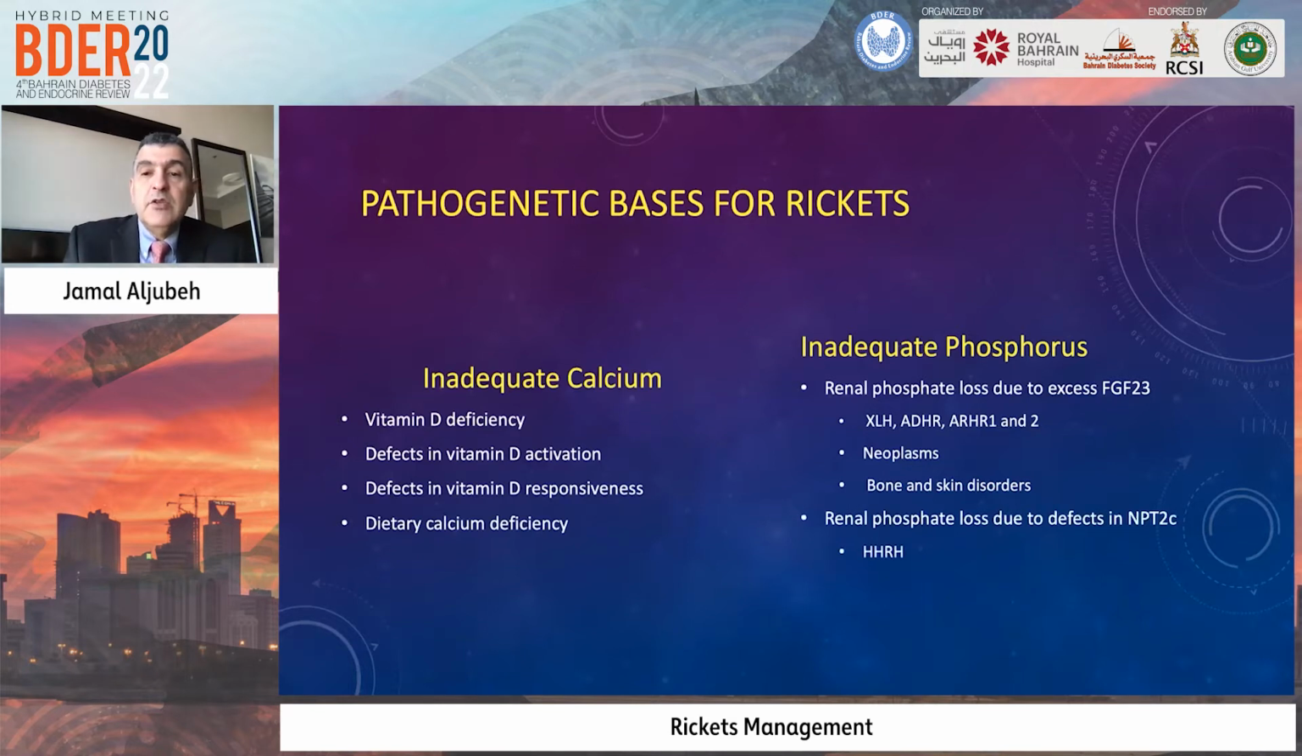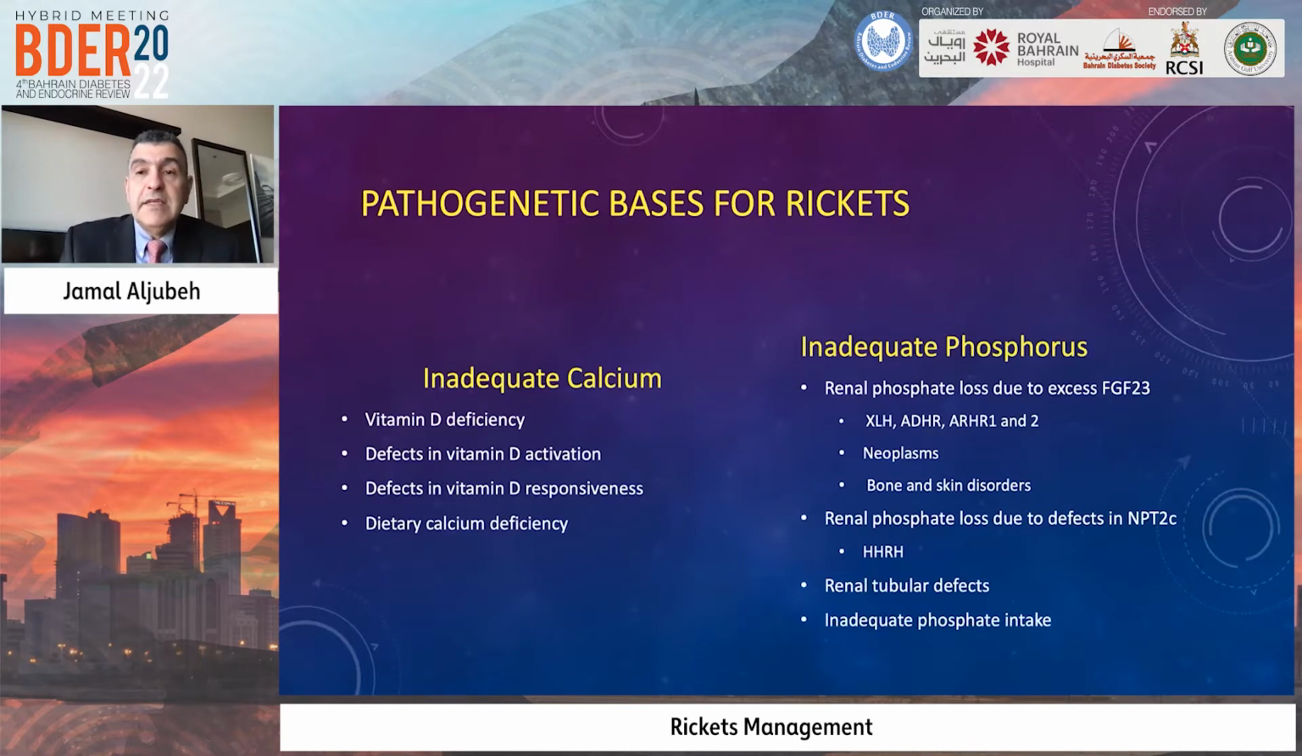Renal phosphate loss due to a defect in NPT2c is hereditary hypophosphatemic rickets with hypercalciuria. In this condition, the 1,25-hydroxyvitamin D is elevated as opposed to the FGF23 dependent, in which the 1,25 is decreased. Also, always important to remember renal tubular defects, renal Fanconi syndrome. So whenever we find a case of hypophosphatemic rickets, we do a urine dipstick to look for that.